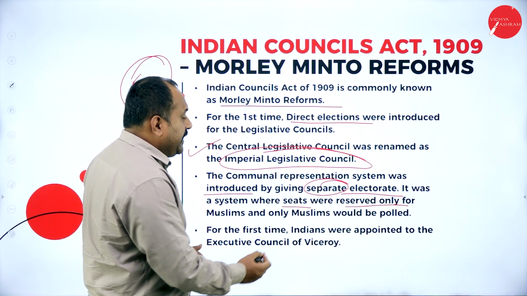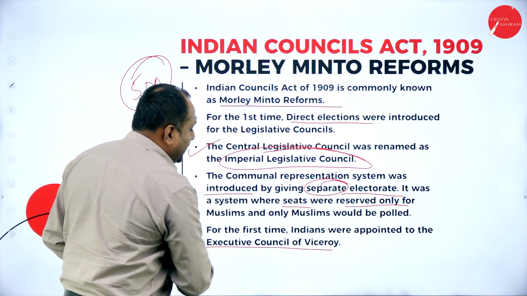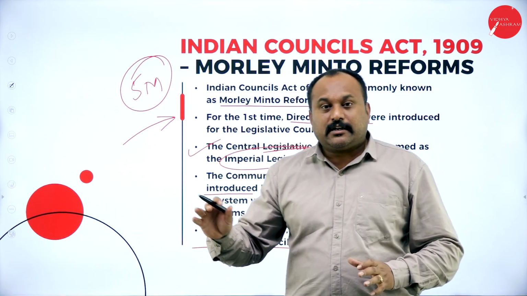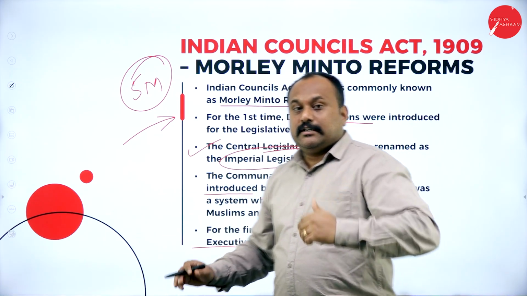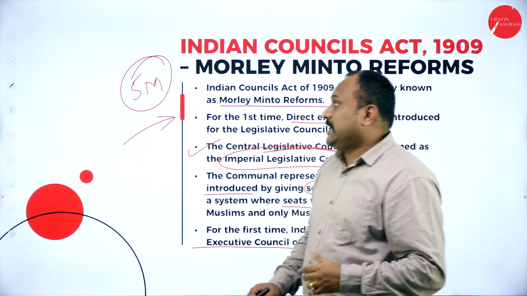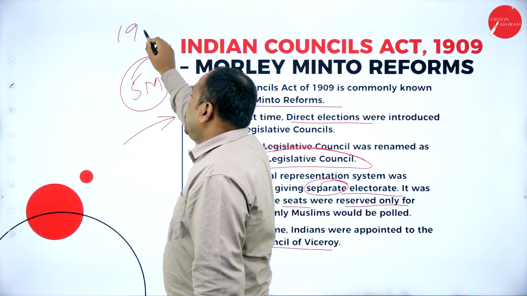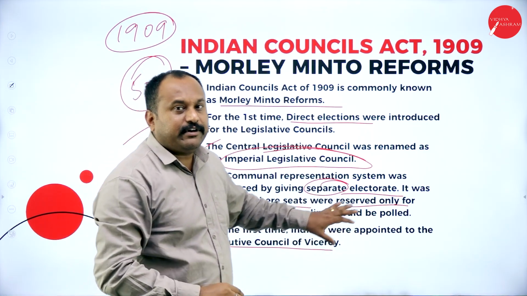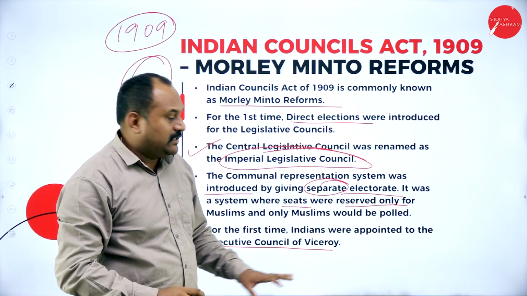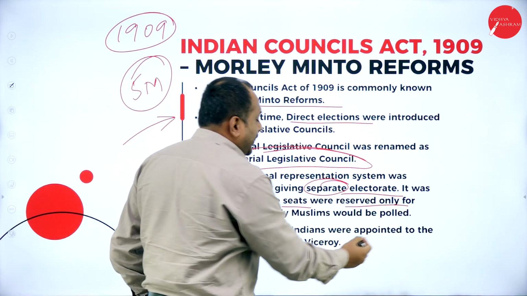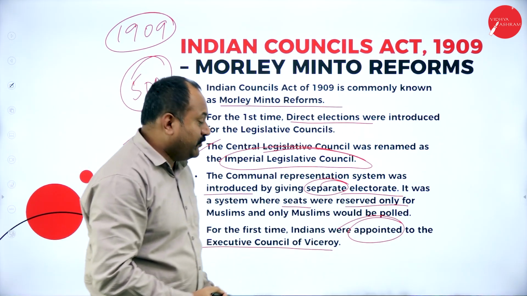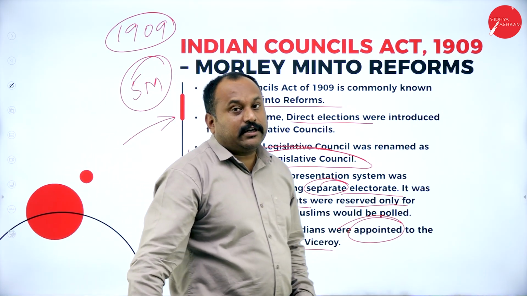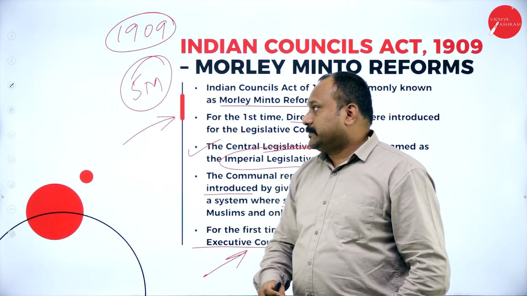For the first time, Indians were appointed to the Executive Council of the Viceroy. See, earlier they were only in the council. Now in the Viceroy's Council, the first time they gave it was in 1909. See, 1909, first time. And they are not doing any favor again. Whoever was very good with the Britishers was the person who was appointed. They were appointed for what? For the Executive Council of the Viceroy. So this is what the Morley reform is all about.